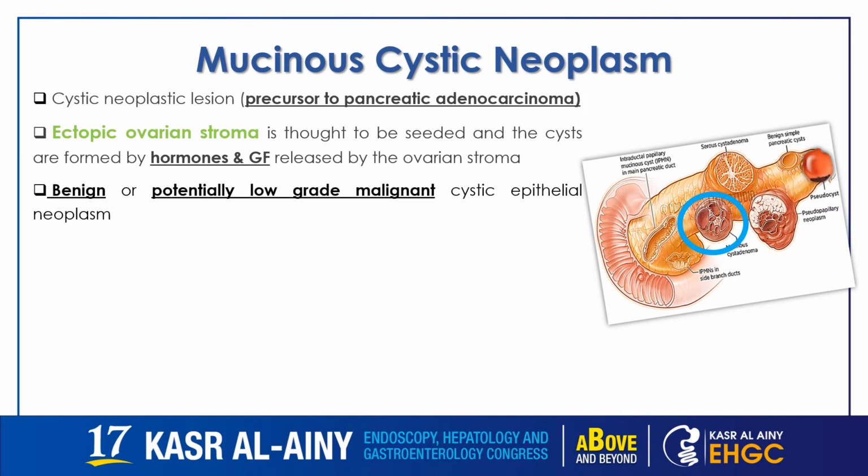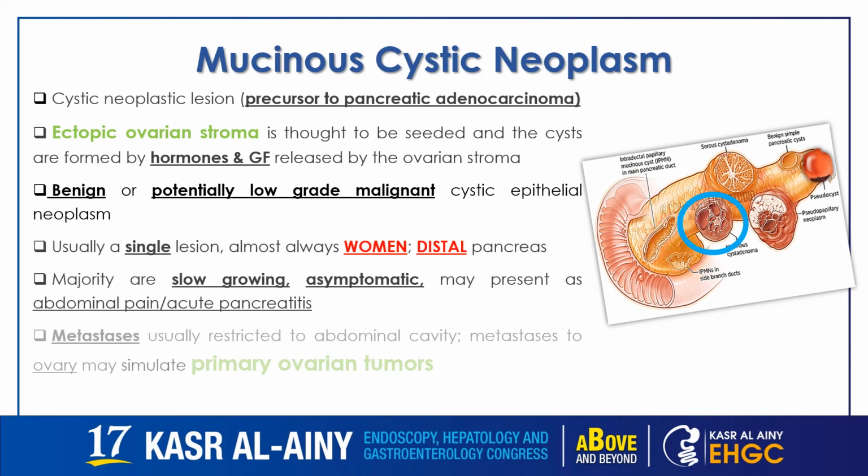Mucinous cystic neoplasm. It is a precursor lesion to pancreatic adenocarcinoma. Ectopic ovarian stroma is thought to be seeded, and the cysts are formed by hormones and growth factors released by the ovarian stroma, almost always in women in the distal pancreas, and metastasis is usually restricted to the abdominal cavity, and metastasis to the ovary may simulate the primary ovarian tumor.